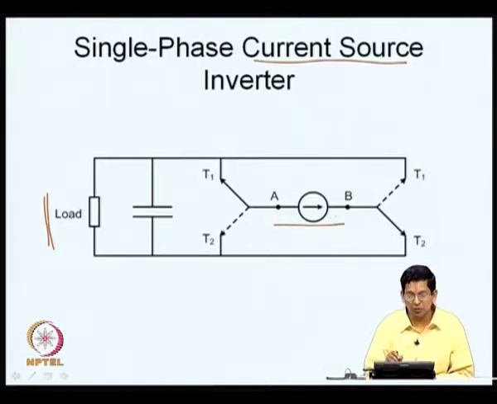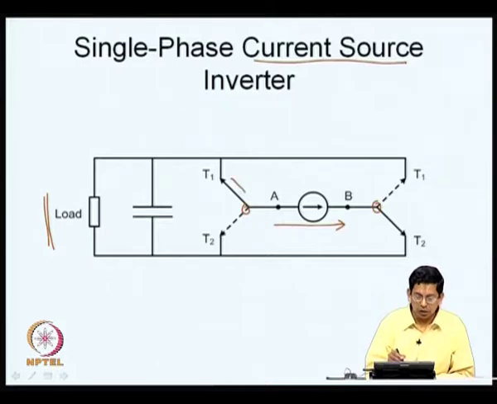Therefore, the two terminals of the current source are connected to one pole each and there are corresponding throws, and the load, which is now capacitive, is connected across the two throws. So, this is what you have in a current source inverter now. You can see that this current is only unidirectional, it only flows in one direction now.